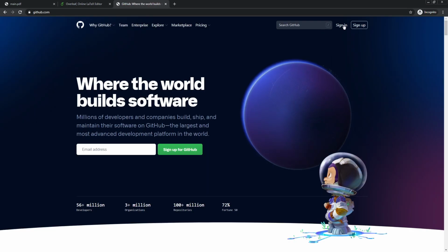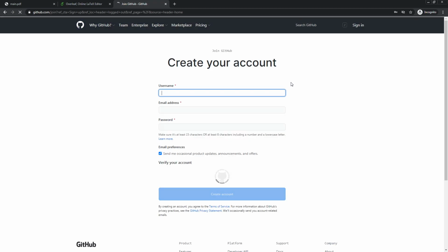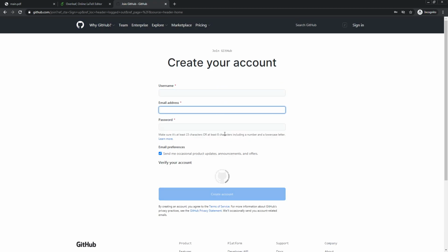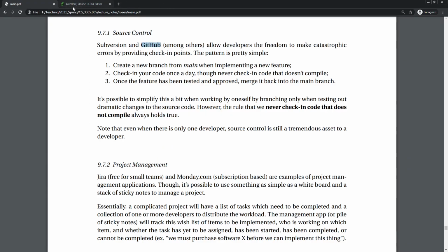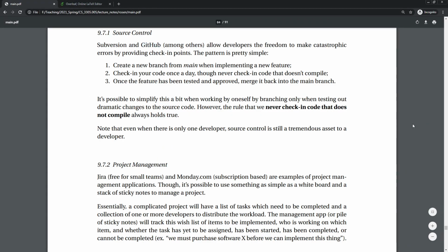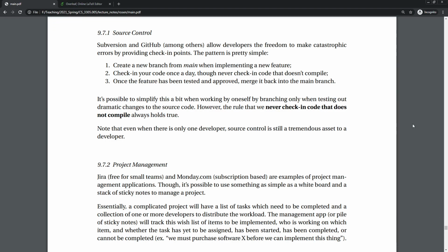Alright, so you go here, you go to sign up, pick a username, put in your email address, password, it'll verify everything, and then you go from there. And so start working with it now, because whenever you apply for a job, if your prospective employer thinks that you won't use source control, then they will put your resume at the bottom of the pile, and it's important to give yourself a chance.